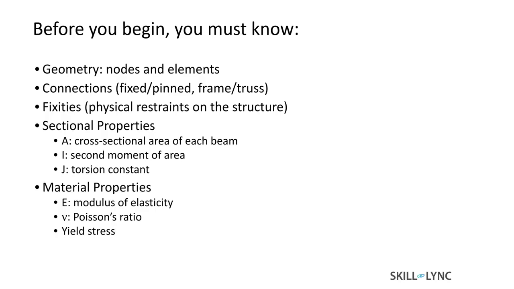Your connections define the fixities, and you can define the sectional properties of the material, like the cross-sectional area or the inertia or the torsional constant, and the material properties like the modulus of elasticity, Poisson's ratio, and the yield stress. So these properties will help you get a basic understanding of the response of a structure.